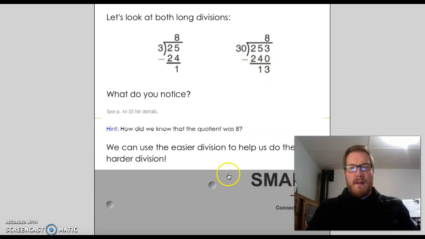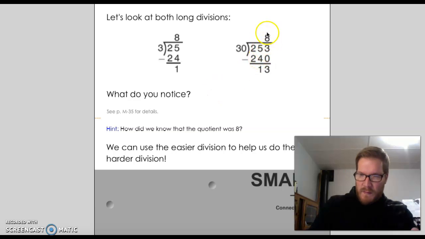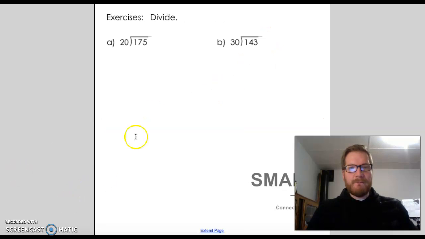So then it says we can use the easier division to help us do the harder division, right? We can use this concept of being able to solve a simpler question to help us figure out what the quotient on the harder question is going to be. So then we got a couple of questions that we can practice. I'll give you the opportunity now. If you want, you can pause it, do the questions on a sheet of paper, practice them out, and then you can unpause it and follow along with us.